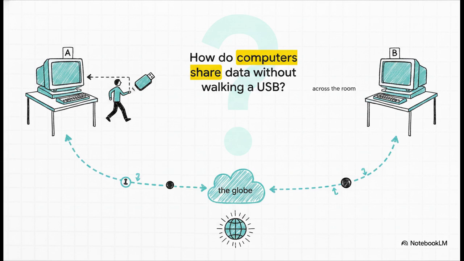To really get networking, we've got to start with the most basic problem it solves. Imagine this. You've got a file on computer A, and you desperately need it on computer B, right across the room. Without a network, you'd physically, and yeah, frustratingly, walk a USB drive over. But figuring out how to do that automatically, not just across the room, but instantly across the entire globe, that's literally the whole reason computer networking exists.